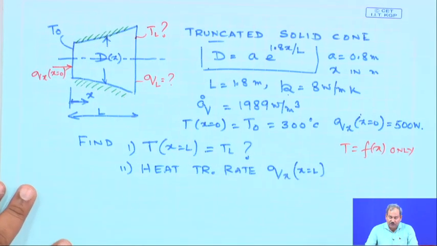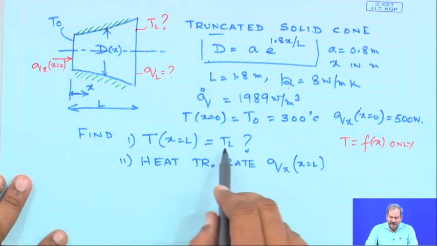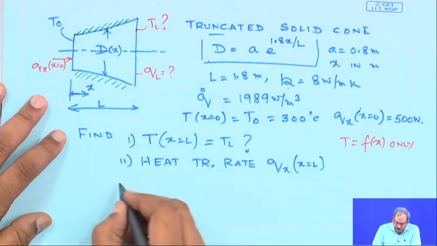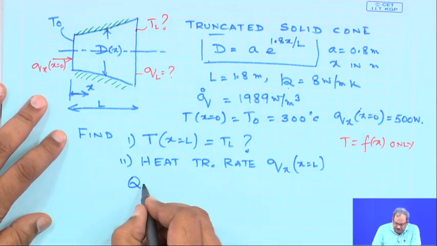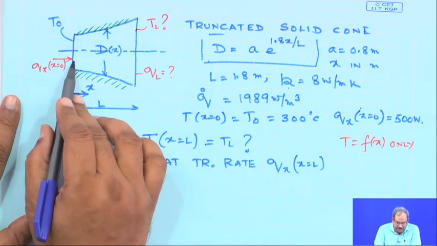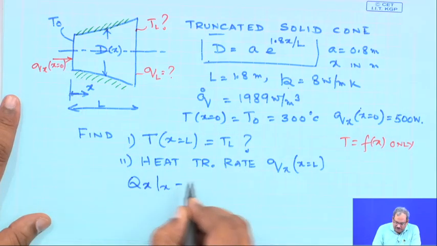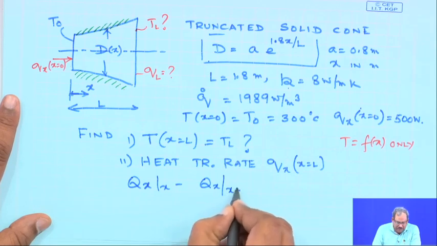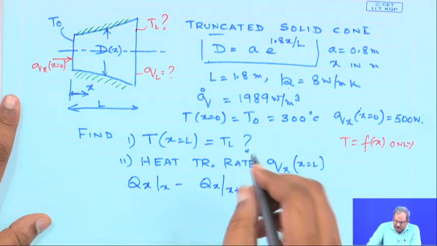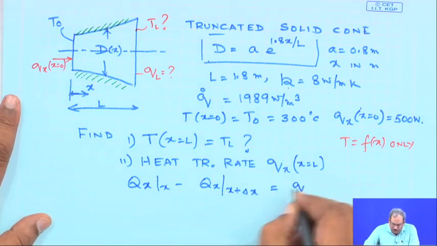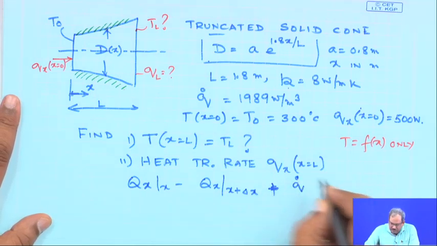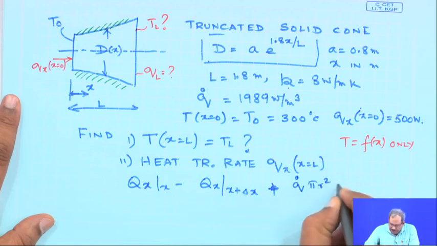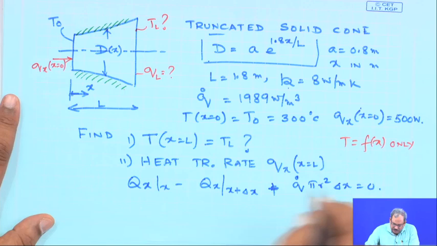What you have to find out is the temperature at x equals L and the heat rate. I will quickly give you some pointers on this. The total heat which enters at x, minus the total heat that leaves at x plus delta x, plus the amount of heat generated, q dot multiplied by pi r square delta x, should be equal to 0.